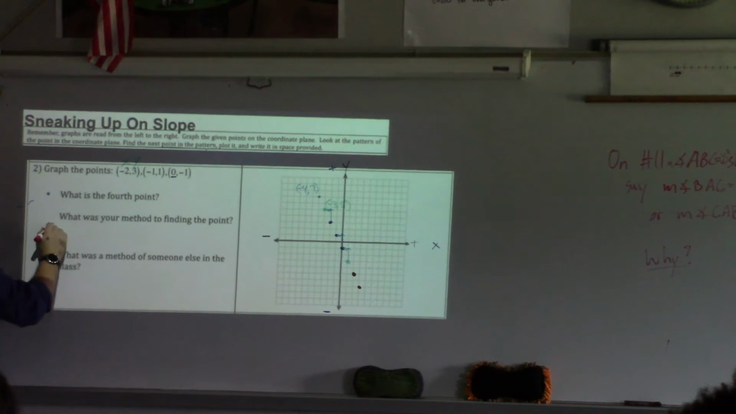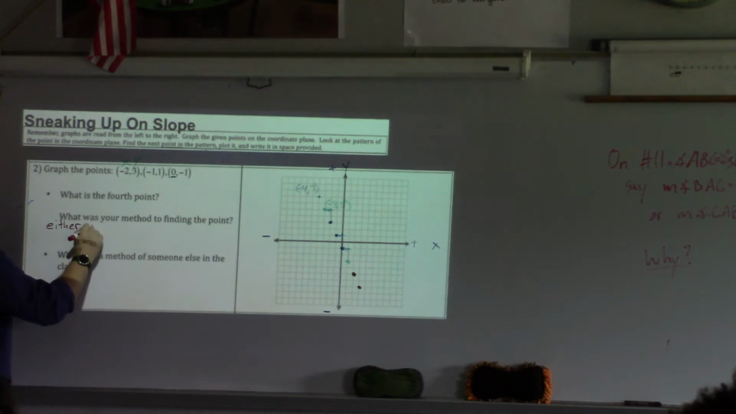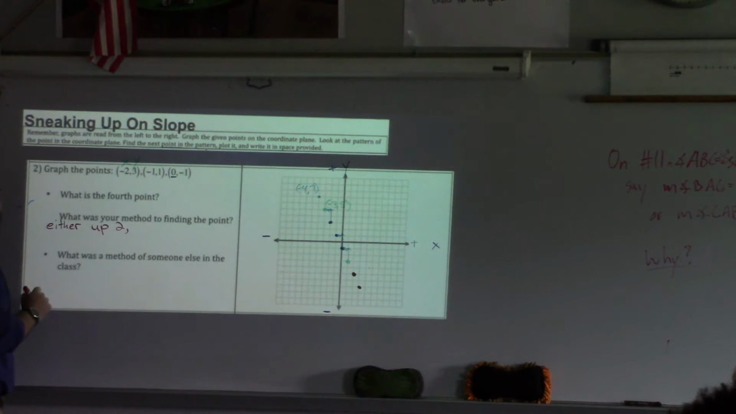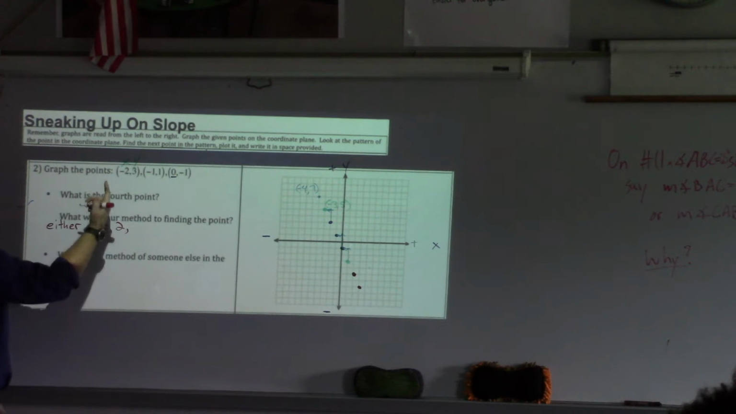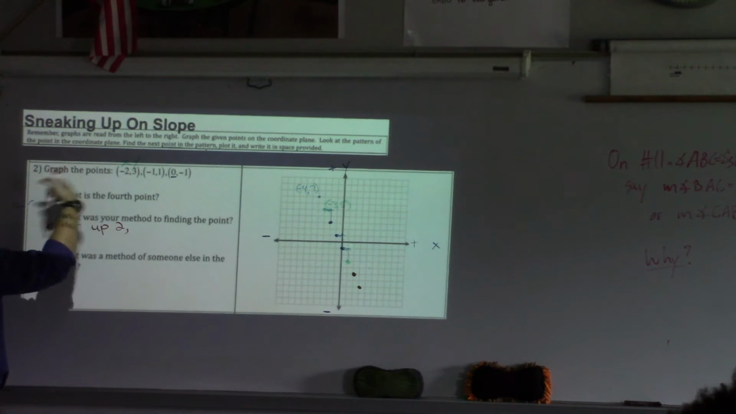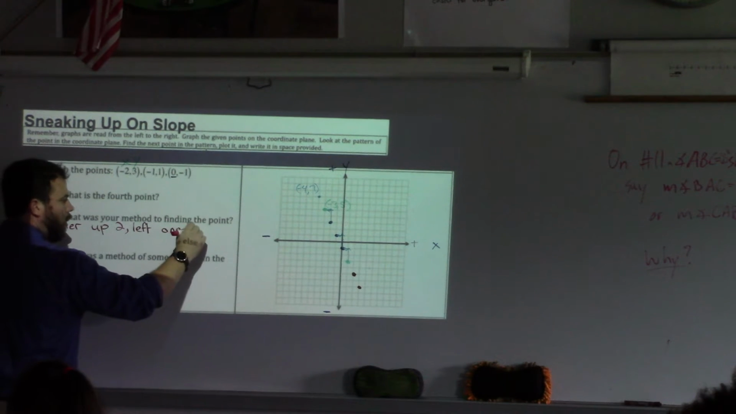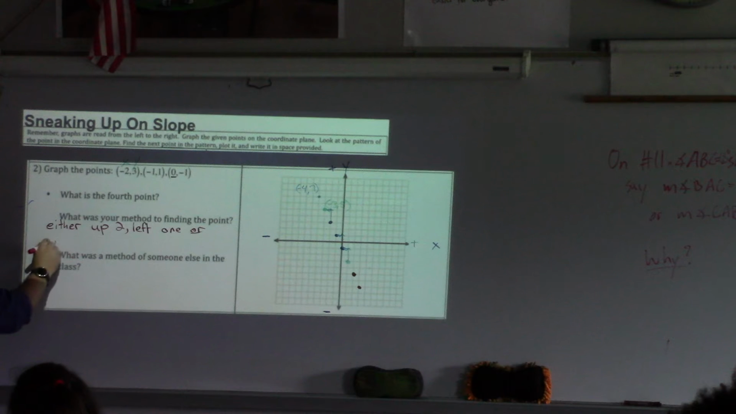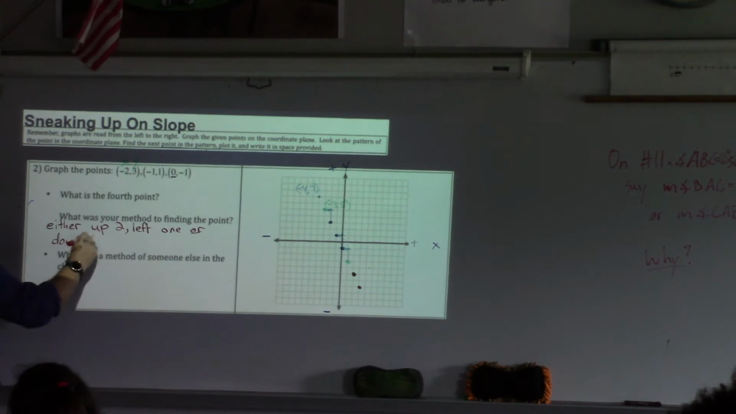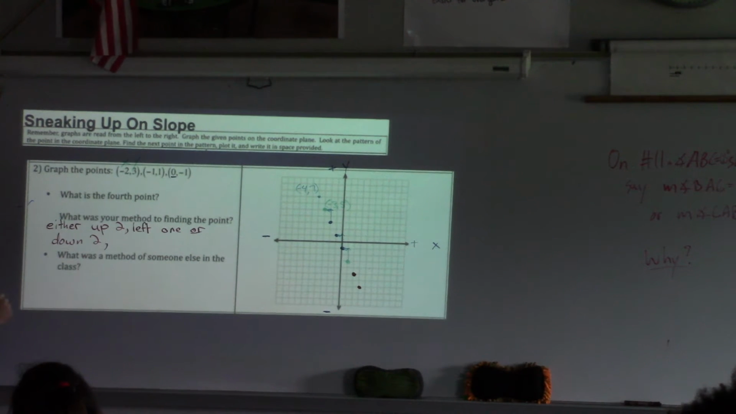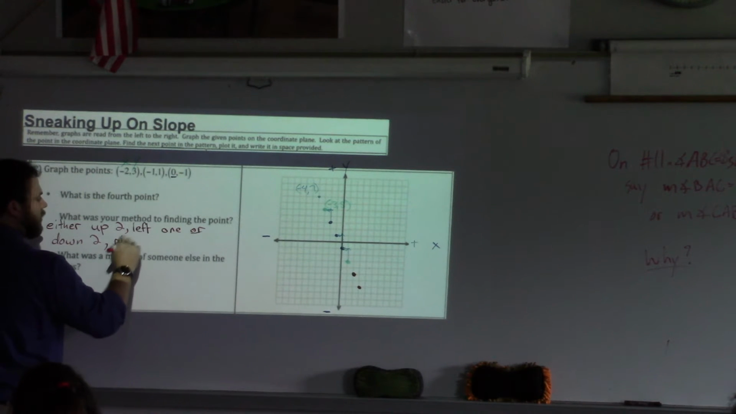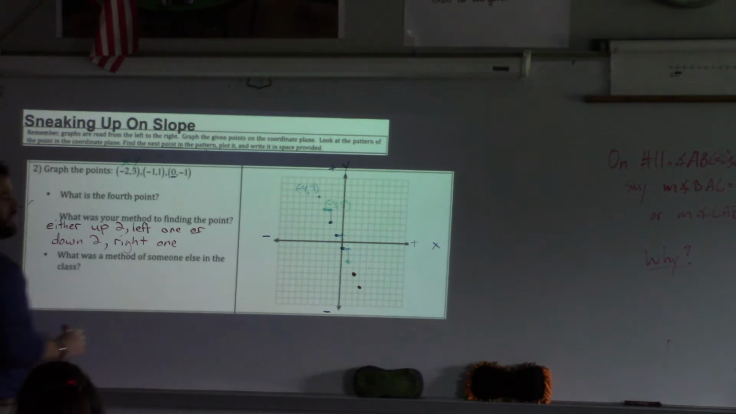It's either up 2 and then to the left 1, or down 2 and to the right 1. And I've heard some people already saying it. What is that thing called when we go up and to the left? Slope. That's known as our slope.